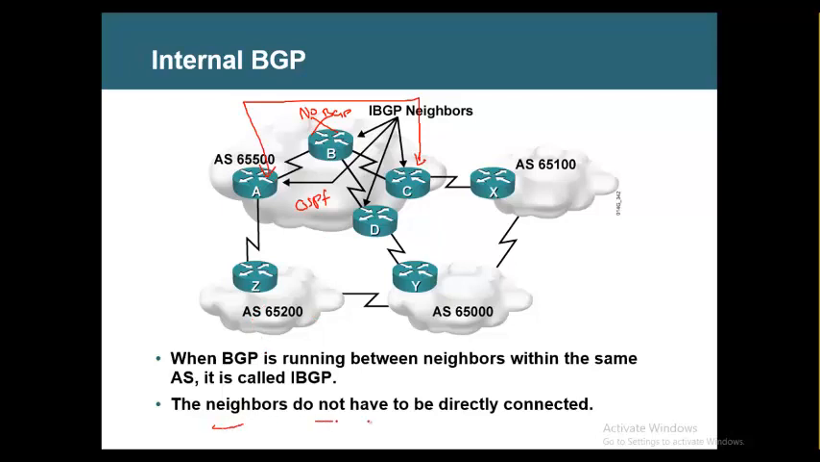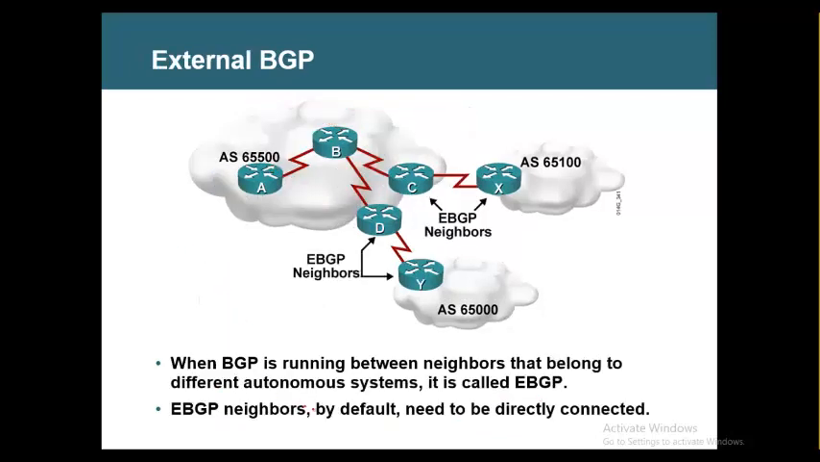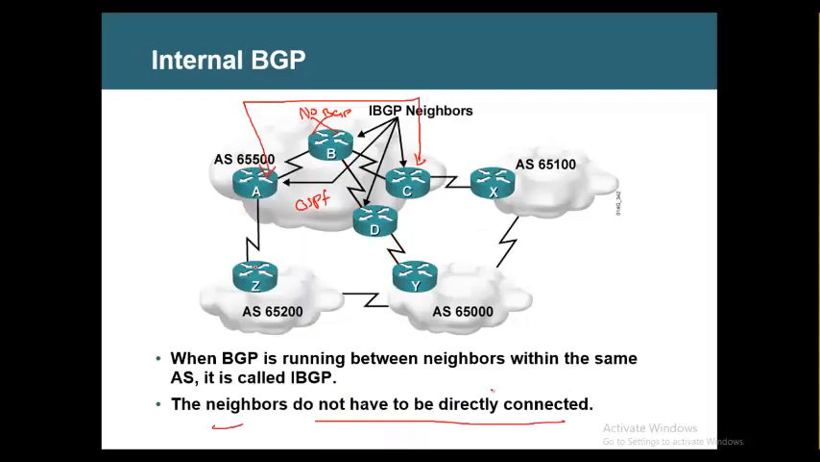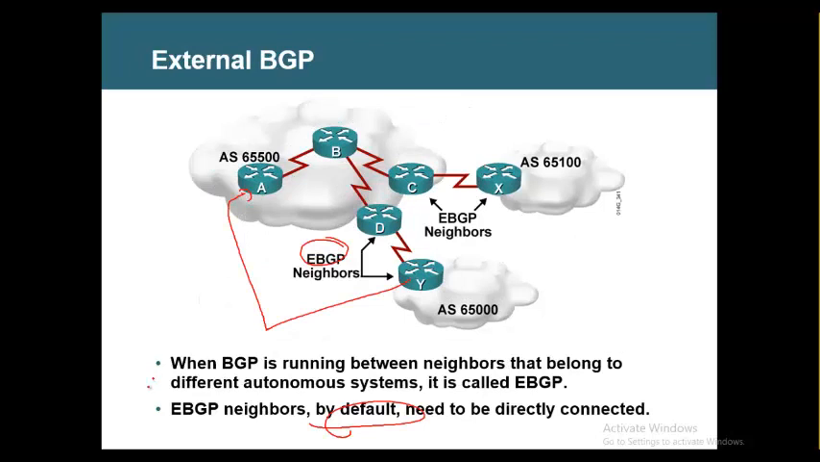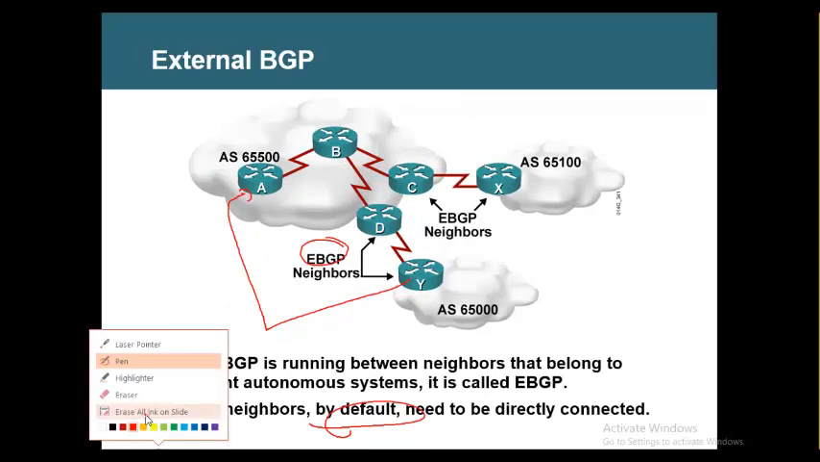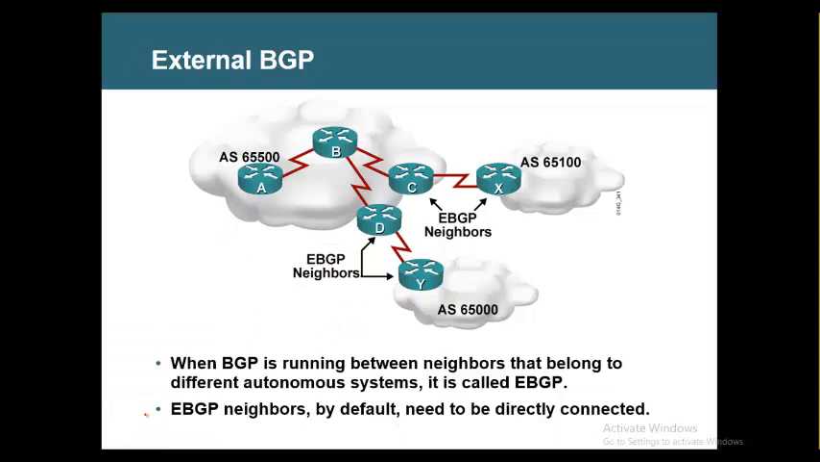IBGP neighbors do not have to be directly connected. But this is not applicable for eBGP by default. I'm saying again, by default. If you want to form a neighbor between Y and A, it is possible even in eBGP, but you need to do some extra tunings. Whereas in IBGP, you don't need extra tuning because they do not have to be directly connected. In eBGP, you need extra tunings. The reason is that it is between different autonomous systems.